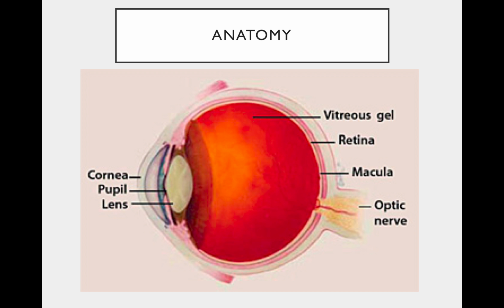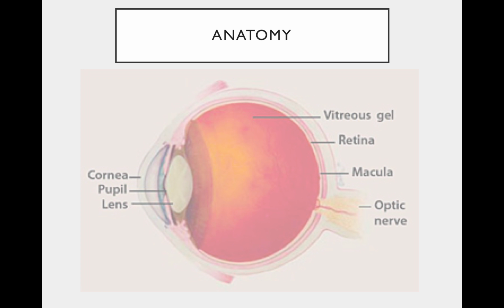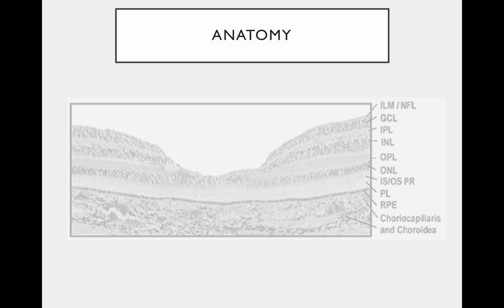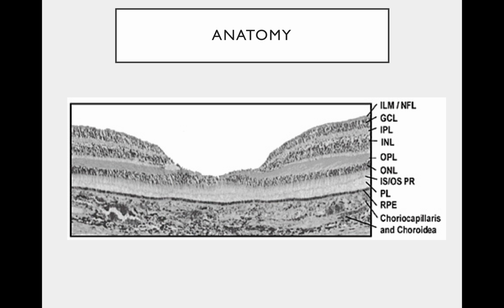We'll discuss some general eye anatomy. Of course, the front of the eye is where most of the refractive components of the eye are, including the cornea, the pupils, and the lens. The vitreous gel fills the cavity of the eye, and in the back, of course, is where we have the retina, the macula, and the optic nerve. The macula is the area of fine central visual acuity. On a histological section, the macula is quite complex. It's composed of various layers.